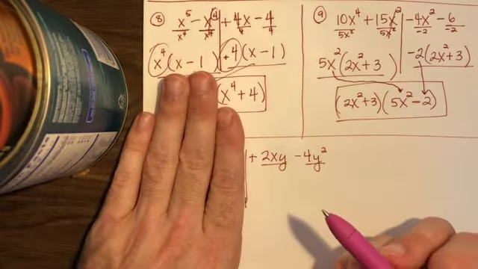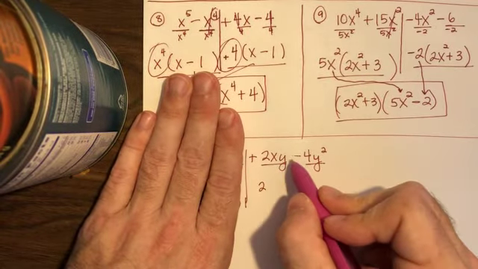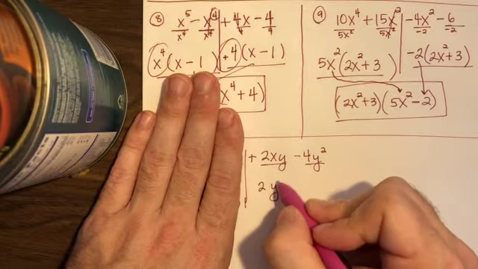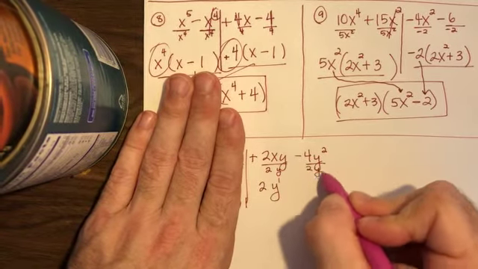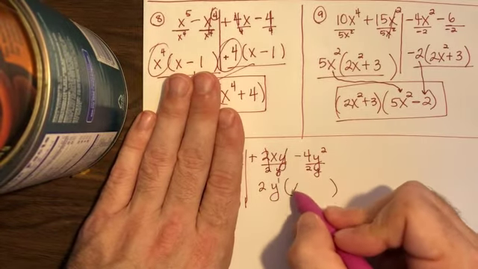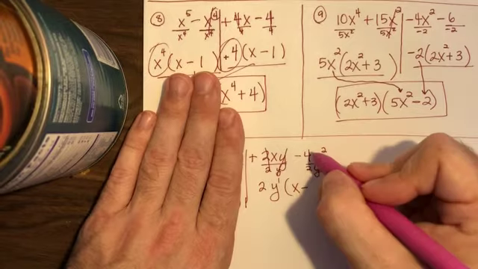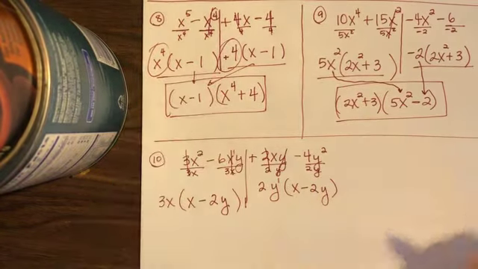Cover it up. 2 is in common. Y is in common. They don't both have an x, though. Y the first. So I'm going to divide by 2y out of both of them. And the 2's will cancel and the y's will cancel. We'll be left with x. Minus 4 divided by 2 is 2. 2 minus 1 is y to the first.